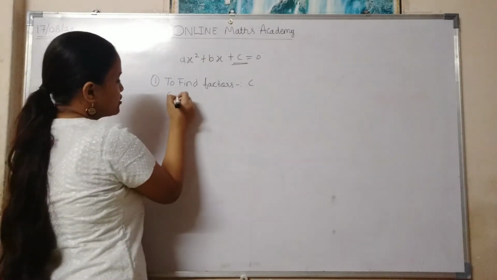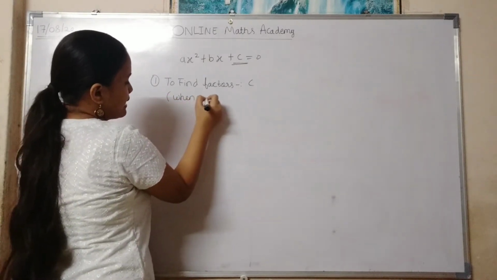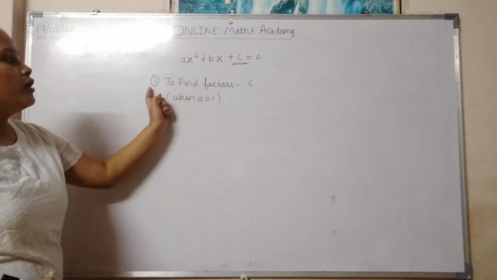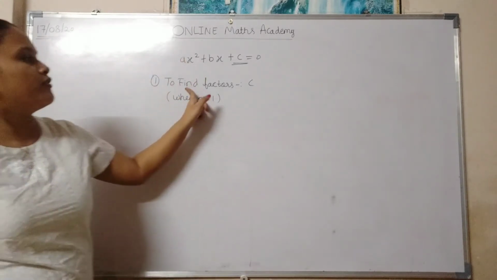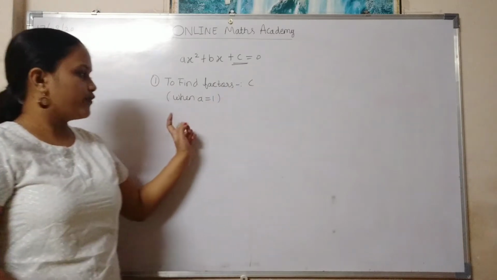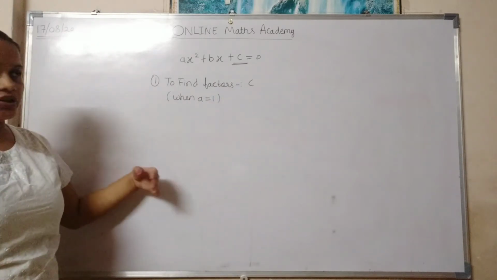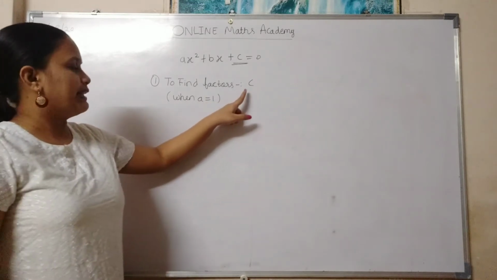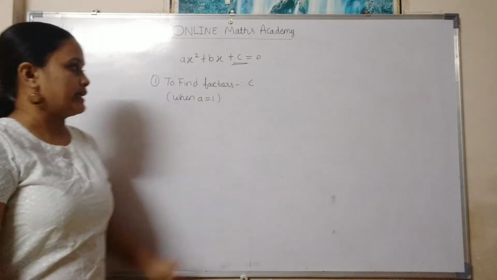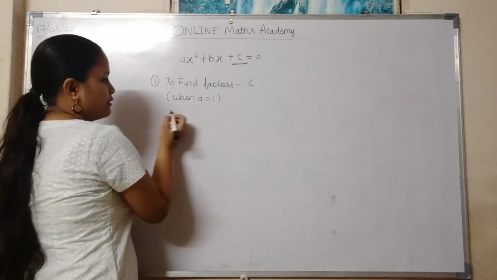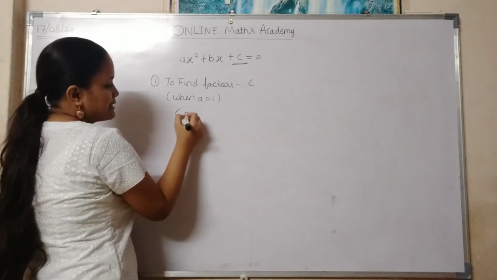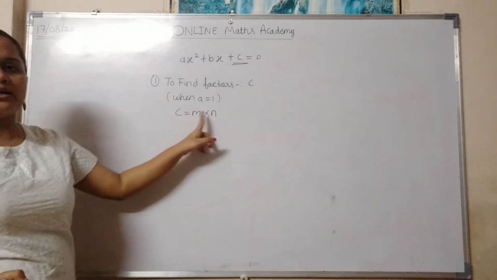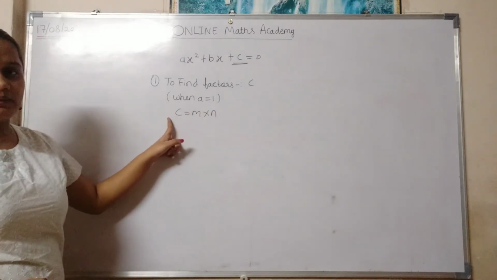But there is a condition: when a is equal to 1, that is, when the coefficient of x² is 1, then we directly use this step. We'll find the factors of c. If not, what is to be done? We'll see further. First we'll concentrate on a equal to 1. Then we need to find the factors of c. I will consider the factors as m into n. Factors means the multiplication of two numbers will give me c.